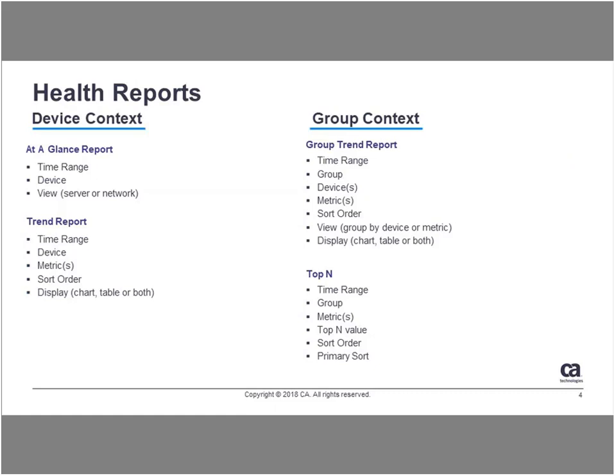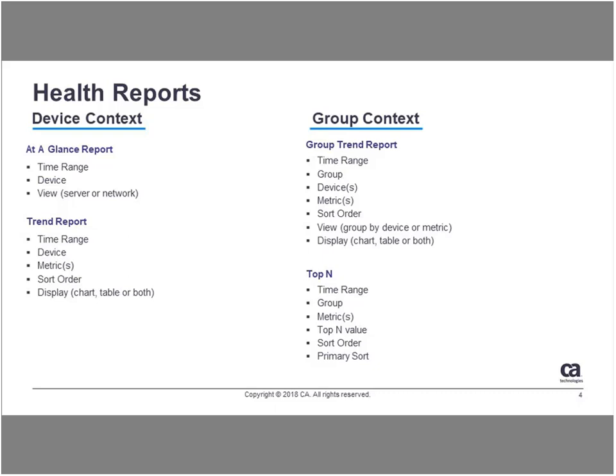So the health reports, as I mentioned, we can apply to two different contexts. One is a single device. With a single device, you have an at-a-glance report. We can give you a quick demo of this, where you can look at a device from a server perspective or a network perspective. What we're showing on this particular slide is the configuration options you have for each one. On top of that, for a device, we can also show a trend report. In the trend report, you get to select one to any number of metrics and specify the sort order, the device, time range, etc.